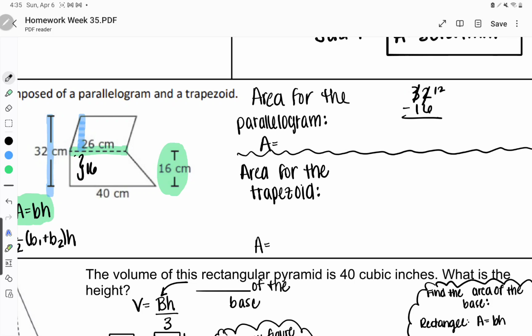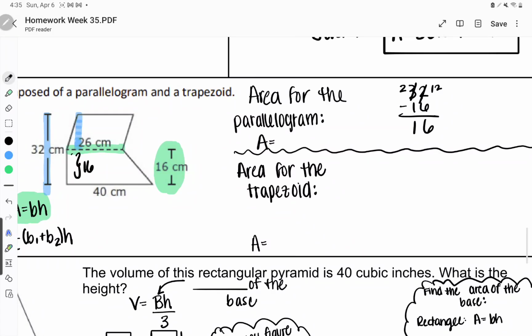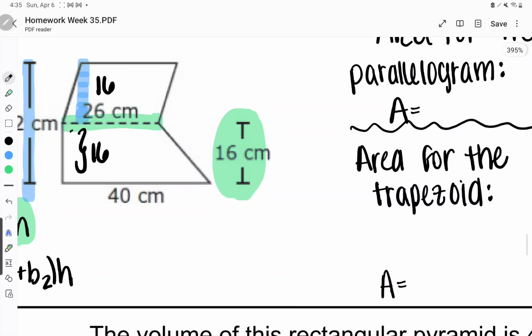This 2 turns into a 12, this 3 turns into a 2. 12 minus 6 is 6, and 2 minus 1 is 1. So this right here is also 16.